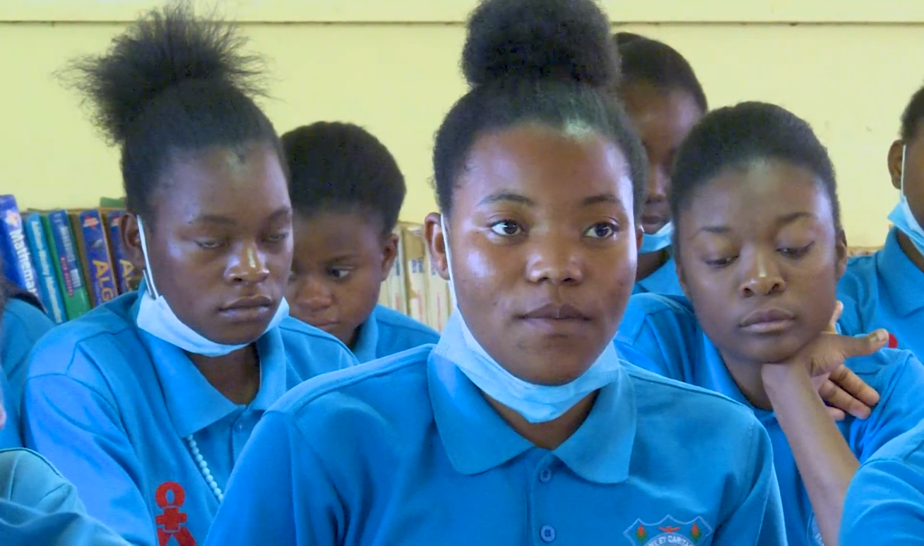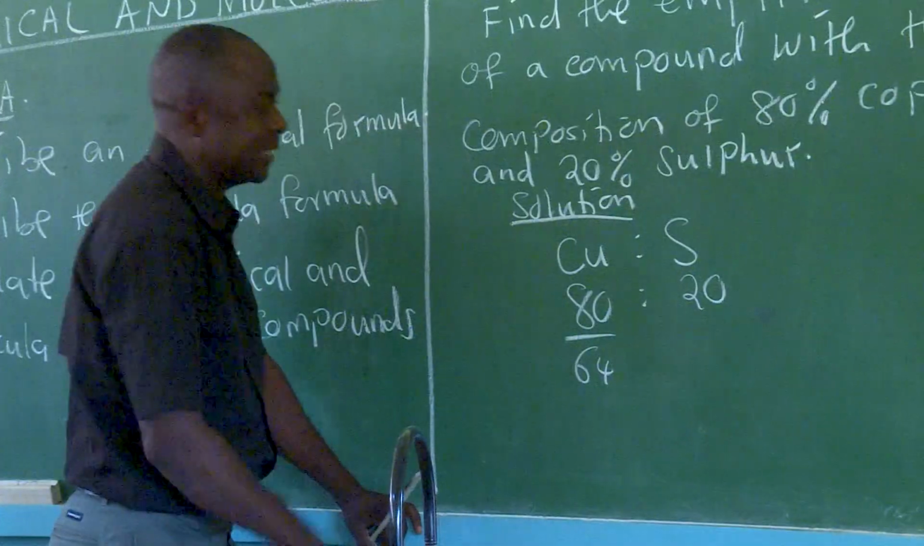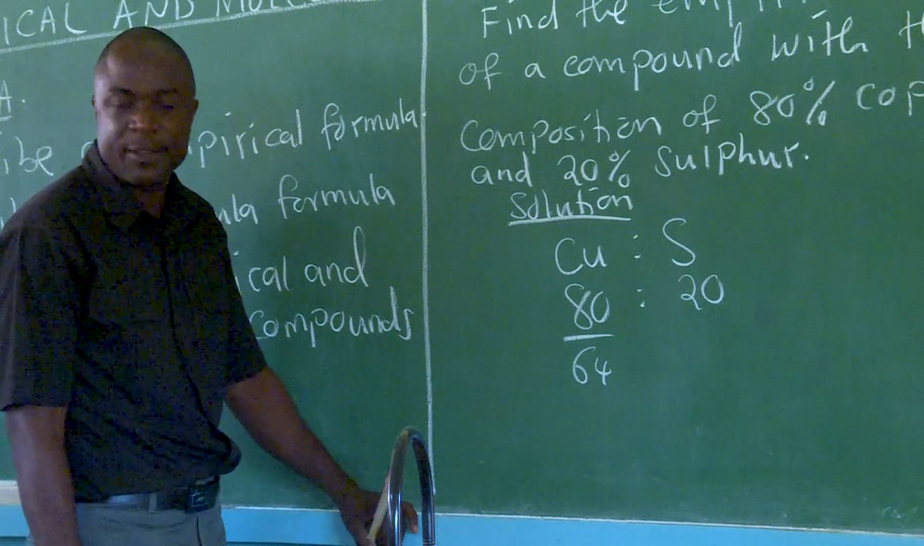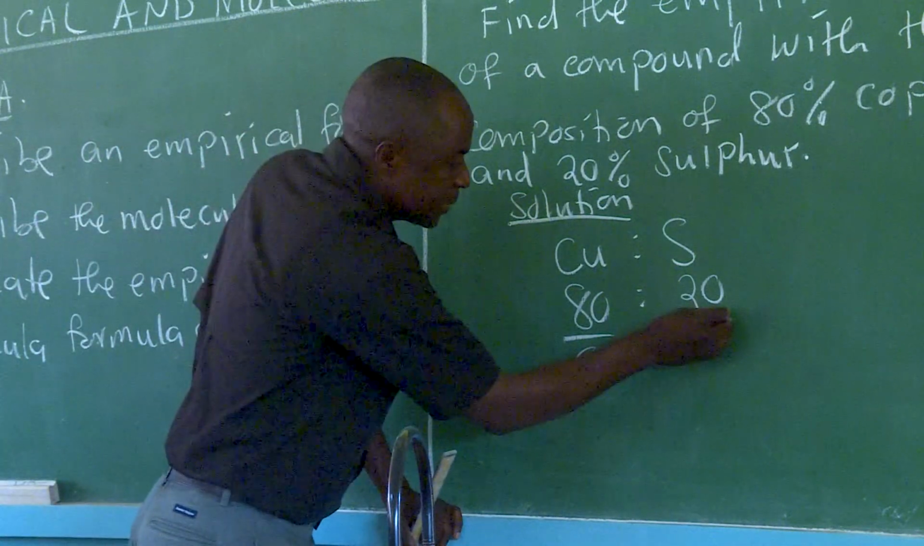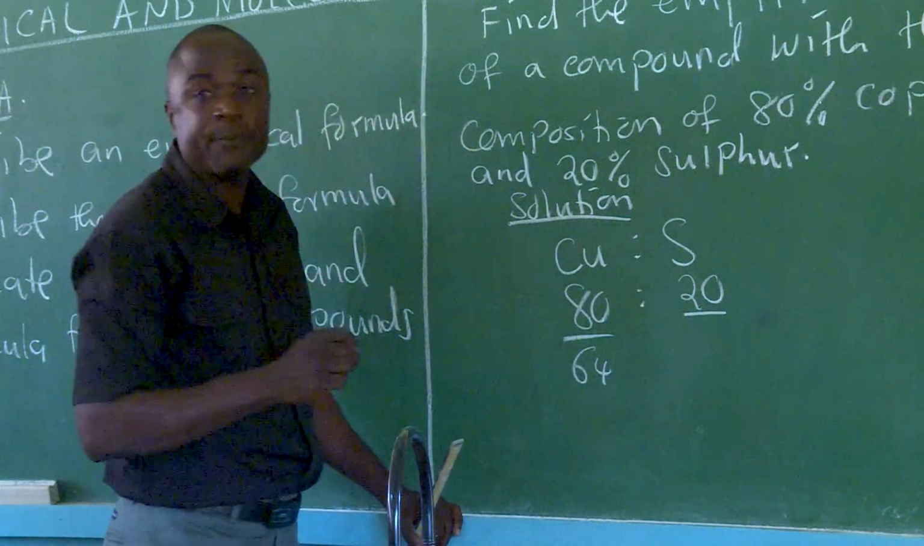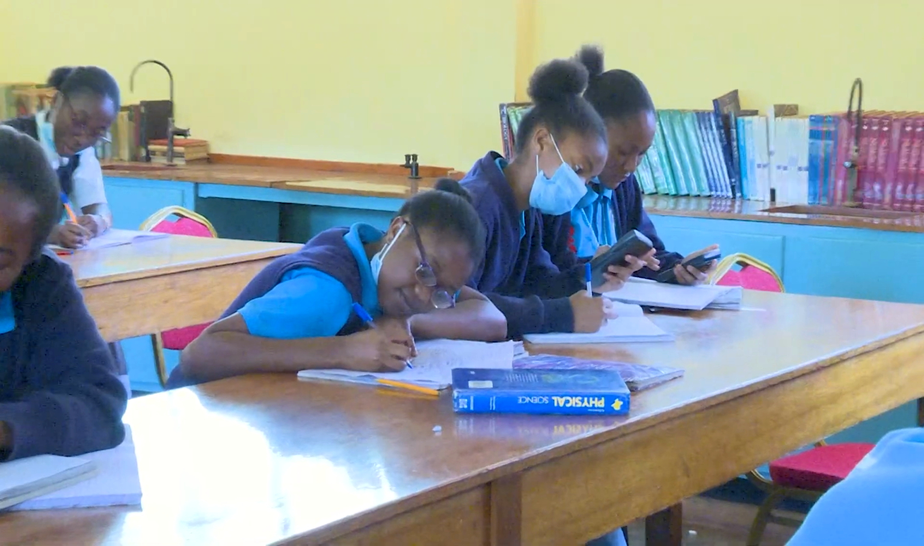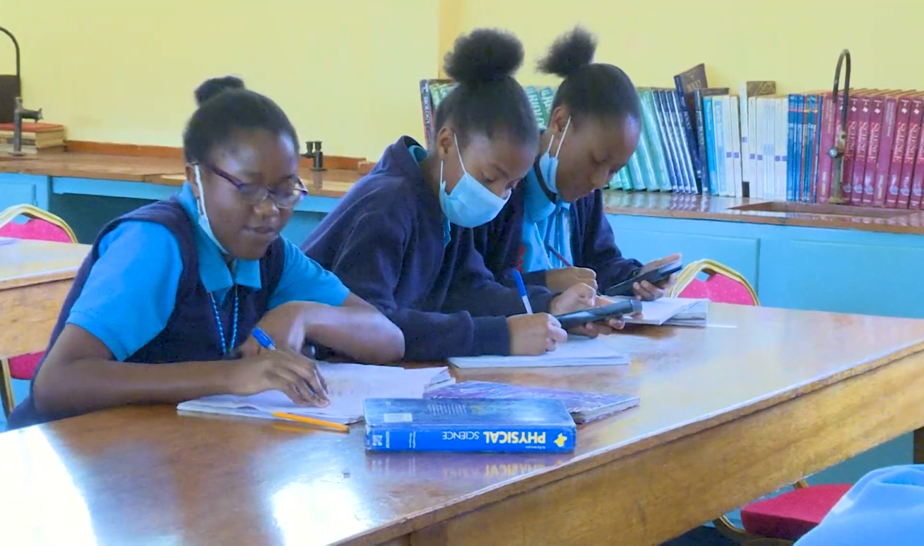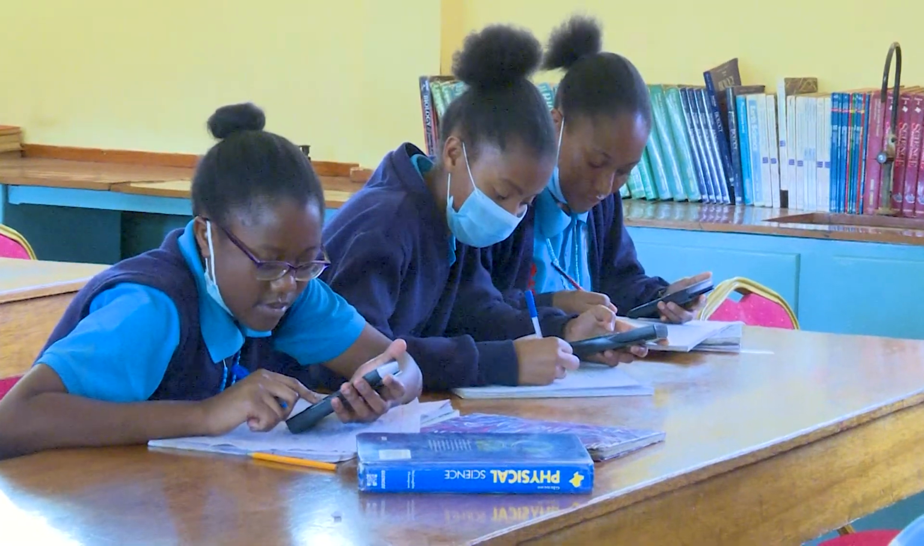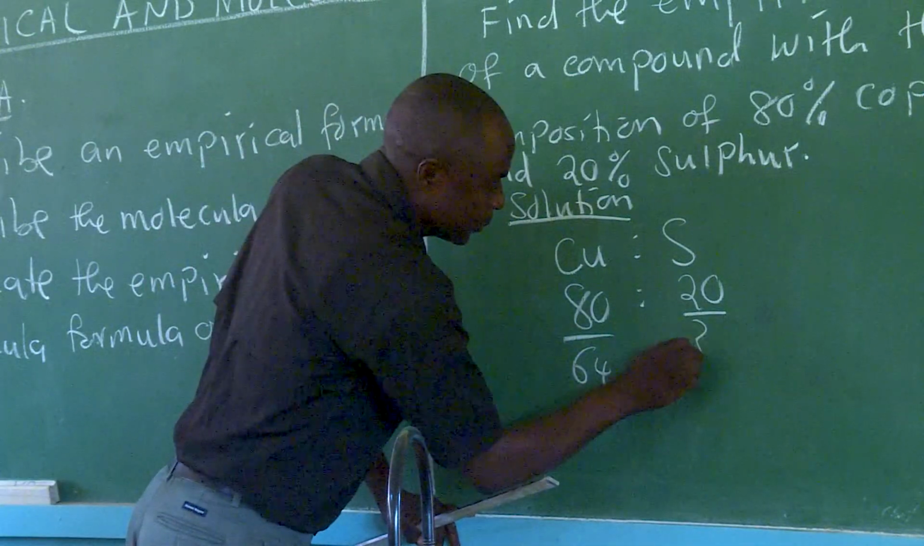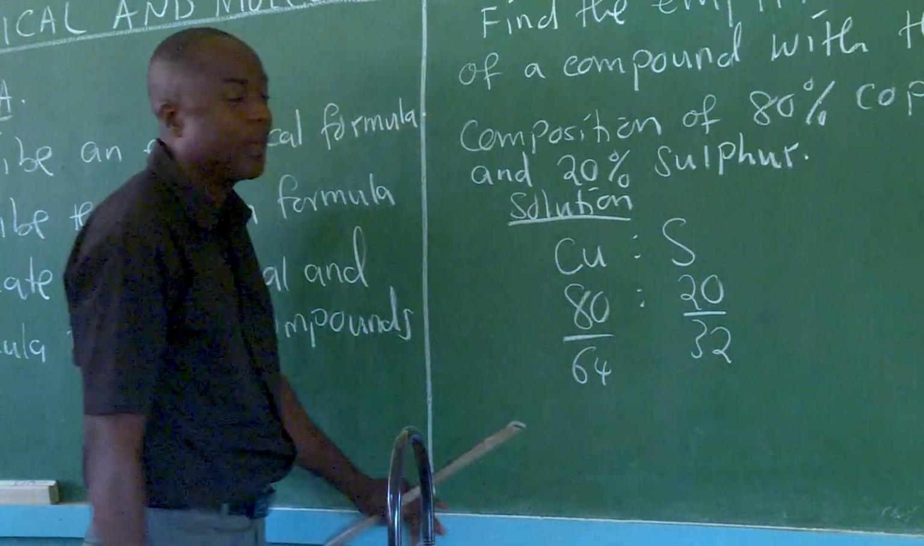The mass number for copper is 64. You write 64 like that there. Are we okay? Then you come to sulfur. Again, you look on the periodic table. What is the mass number for sulfur? Yes, based on there, 32. So you write 32 like that.